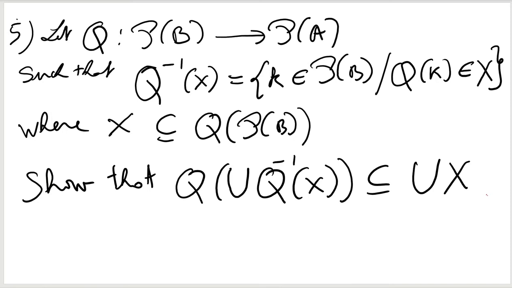And then we have one example here, the function q that's defined from the power set of B to the power set of A, such that q minus 1 of X equals the set of K in the power set of B, such that q of K is in X. So where X is a subset of the power set of B. So the goal is to show this expression. So this is a union. So this is a union.